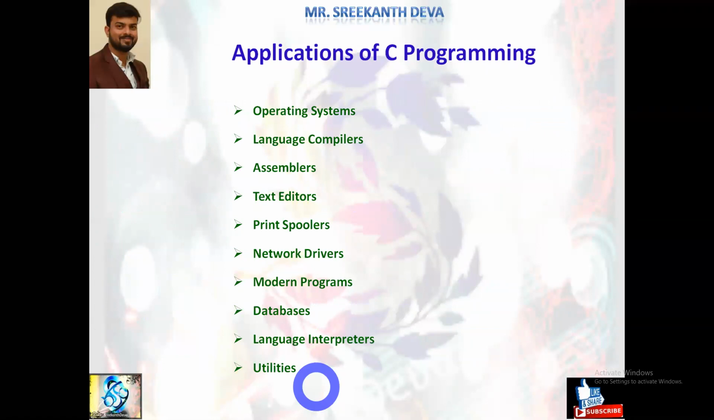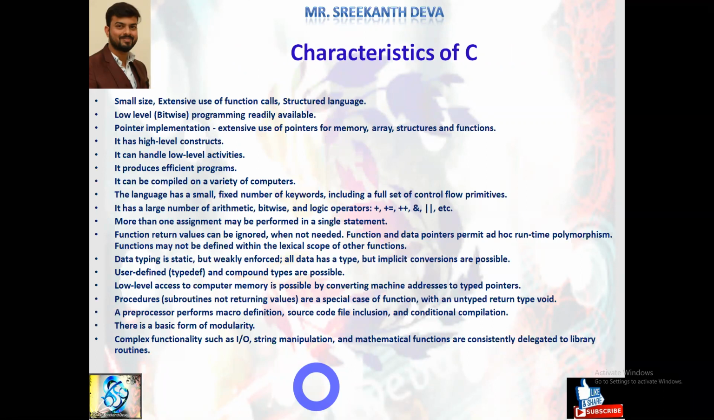C has many specific characteristics. Using C programming, we can develop several real world applications like operating systems, language compilers, assemblers, text editors, print spoolers, network drivers, modern programs, databases, language interpreters, and utility based applications. More specific characteristics: variables may be hidden in nested blocks, partially weak typing, for instance characters can be used as integrals, low level access to computer memory by converting machine addresses to typed pointers, functions and data pointers supporting runtime polymorphism, array indexing as a secondary notation defined in terms of pointer arithmetic, a preprocessor for macro definition, source code file inclusion and conditional compilation, complex functionality such as IO, string manipulation and mathematical functions consistently delegated to library routines, and a relatively small set of reserved words like keywords. C supports nearly 32 built-in words or keywords.